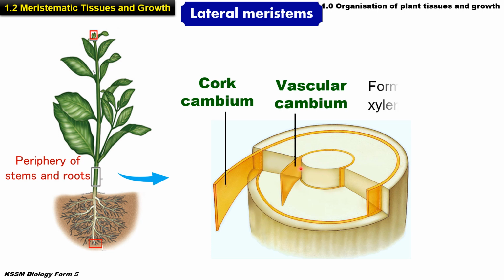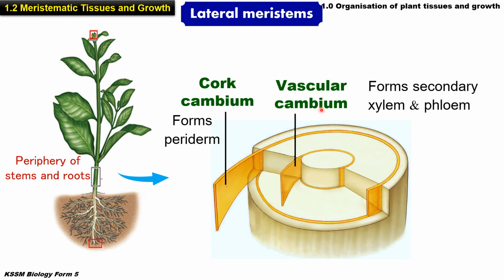So for the vascular cambium, dia akan form the secondary xylem and phloem. And for the cork cambium, the function is to form peridome. So tulis sikit under lateral meristem tadi, yang my tree map tu ada dua cambium, vascular function dia to form secondary xylem and phloem, for the cork cambium to form peridome. Okay, done. So settle the first learning standard.